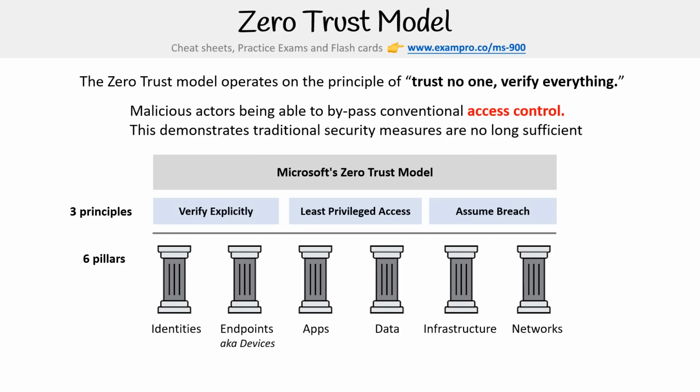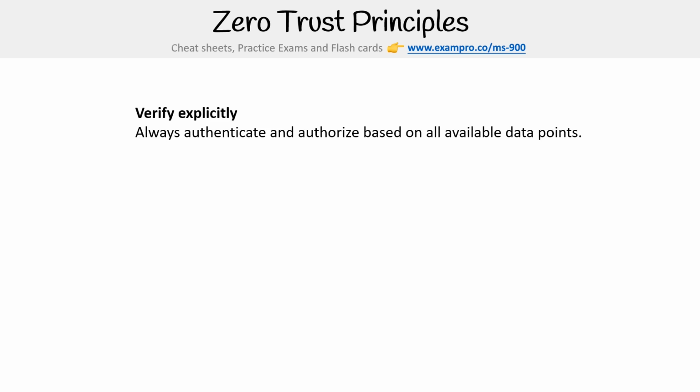GCP has its own Zero Trust model. AWS has its own Zero Trust model, but the one here is just going to really work for Microsoft. So let's go in more detail on the 3 principles that are in the Microsoft Zero Trust model. The first principle is verify explicitly, and so this always authenticates and authorizes based on all the available data points, including user identity, location, device, service, or workload, data classification, and anomalies.